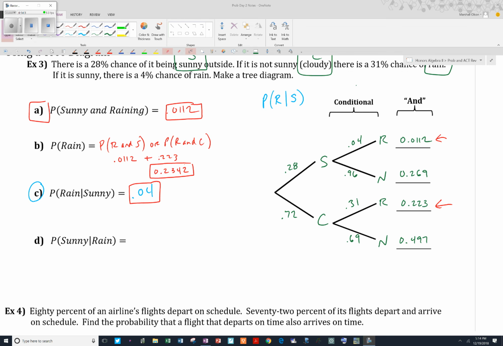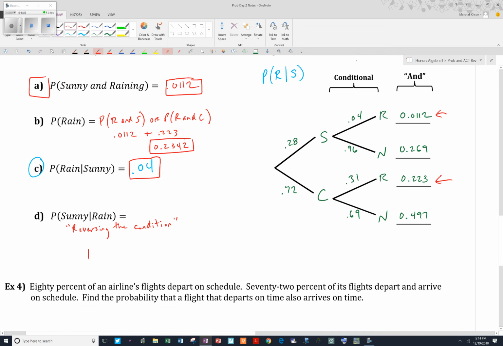All right, this last one here, it's actually backwards. The probability that it's sunny given that it rained is not in our tree diagram. This is called reversing the condition. You're going to need the formula for this one. So let's remember what the formula was.